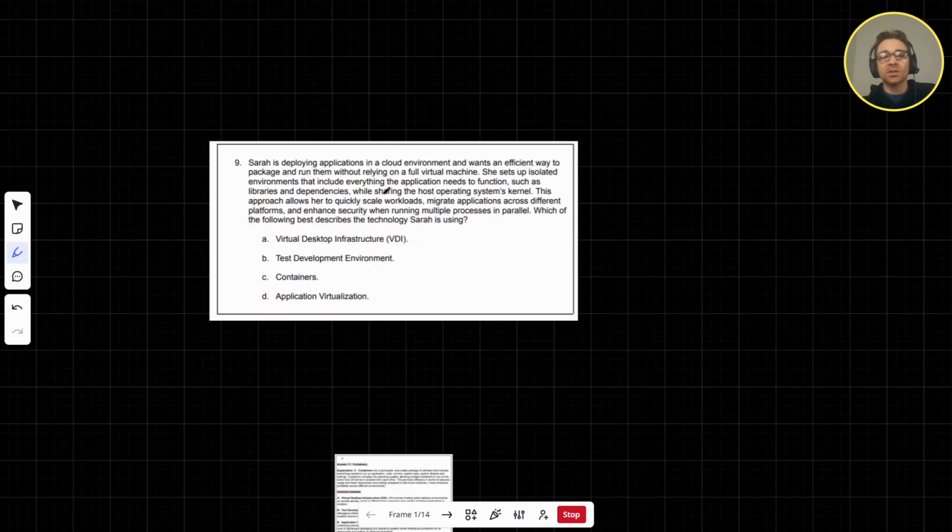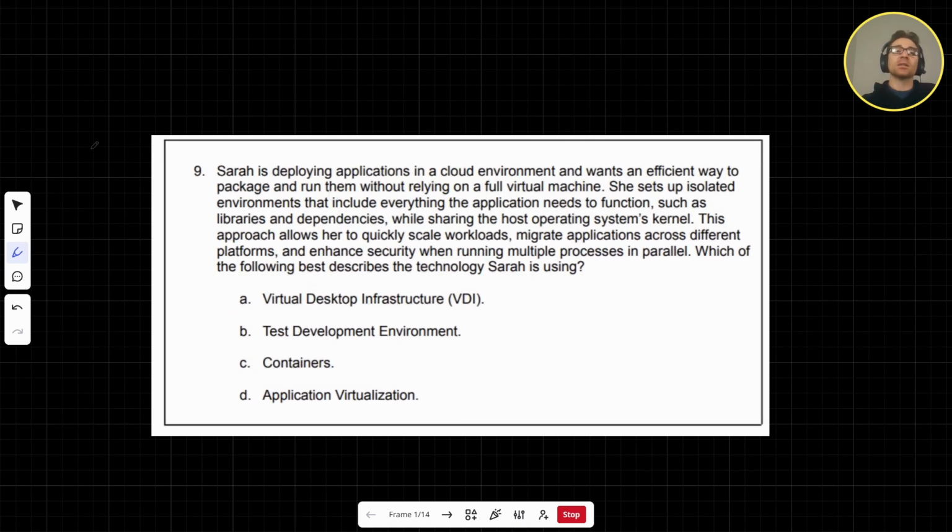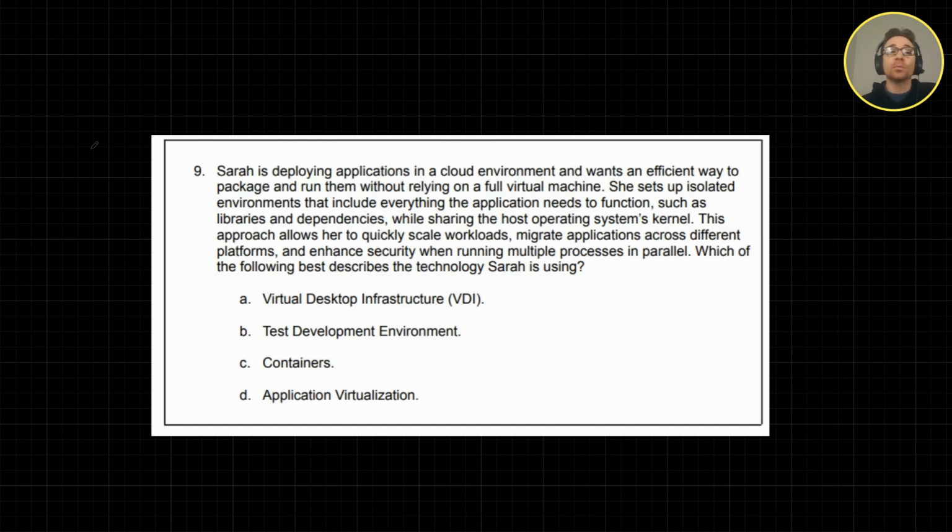Look, the next question reads, Sarah is deploying applications in a cloud environment and wants an efficient way to package and run them without relying on a full virtual machine. She sets up isolated environments that include everything the application needs to function, such as libraries and dependencies, while sharing the host operating system's kernel. This approach allows her to quickly scale workloads, migrate applications across different platforms, and enhance security when running multiple processes in parallel. Which of the following best describes the technology Sarah is using?